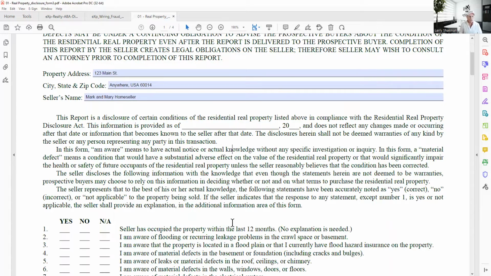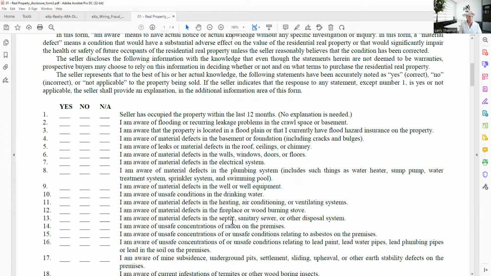7/5/2022. Now, as we scroll down, there are a series of statements here that you're going to want to either answer yes, no, or not applicable to. So for instance, seller has occupied the property within the last 12 months. No explanation is needed if you haven't occupied it, but you do want to let the buyer know if you've occupied that property within the last 12 months.